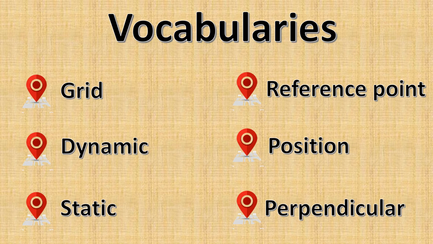Reference point is spelled R-E-F-E-R-E-N-C-E, reference. Point, P-O-I-N-T, point. So reference point. Next word is position. Position is spelled P-O-S-I-T-I-O-N, position. Next word will be perpendicular. How do you spell the word perpendicular? P-E-R-P-E-N-D-I-C-U-L-A-R, perpendicular.